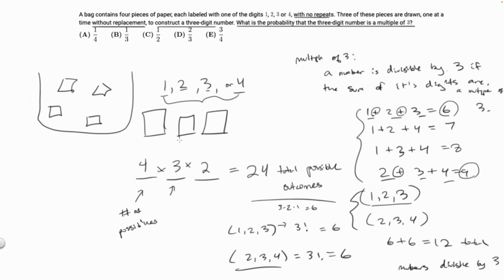So the probability is going to be 12 possible numbers that are multiples of 3 over 24 total possible outcomes. So that equates to half. So our answer is going to be C.